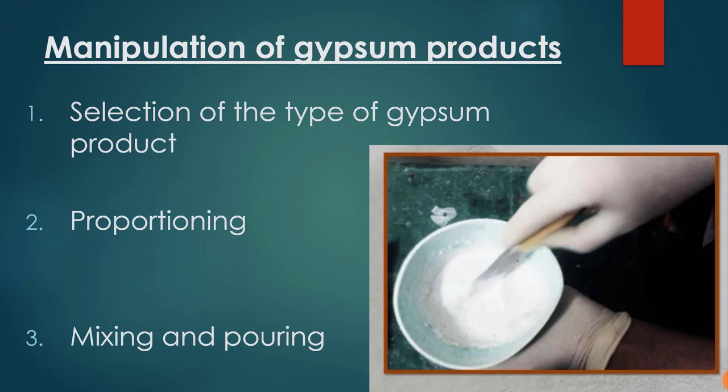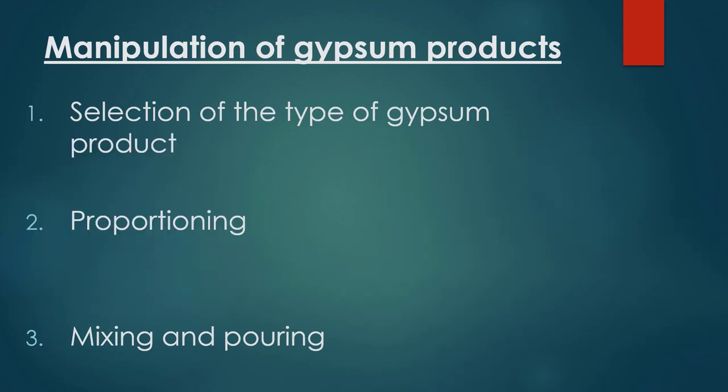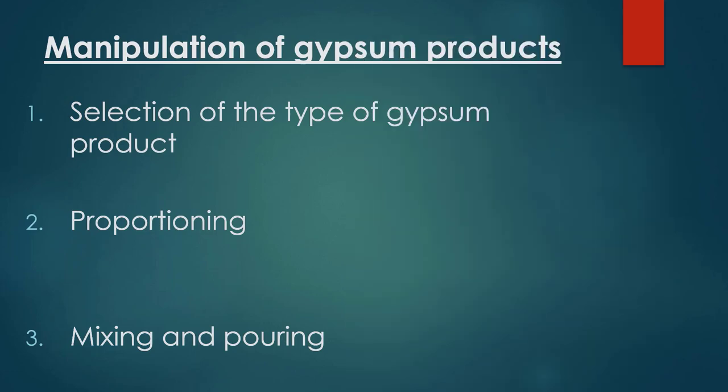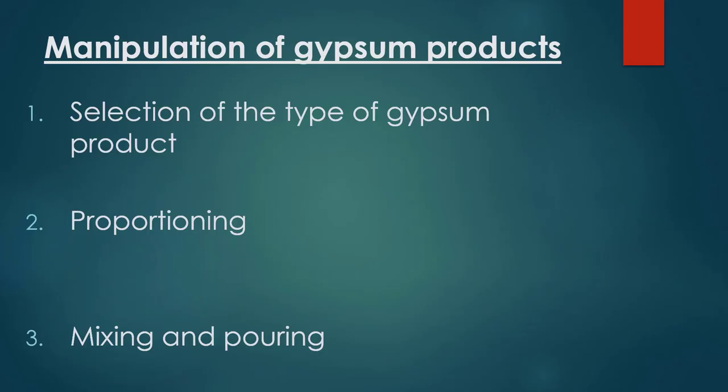Continue the mixing until a smooth mix is obtained. Spatulation usually completes within a minute. After mixing, a vibrator is used to reduce air entrapment. Mechanical mixing under vacuum is usually preferred because the strength and hardness are more than that obtained by hand mixing, since there is less chance of air entrapment and all the powder particles are evenly wetted by water.